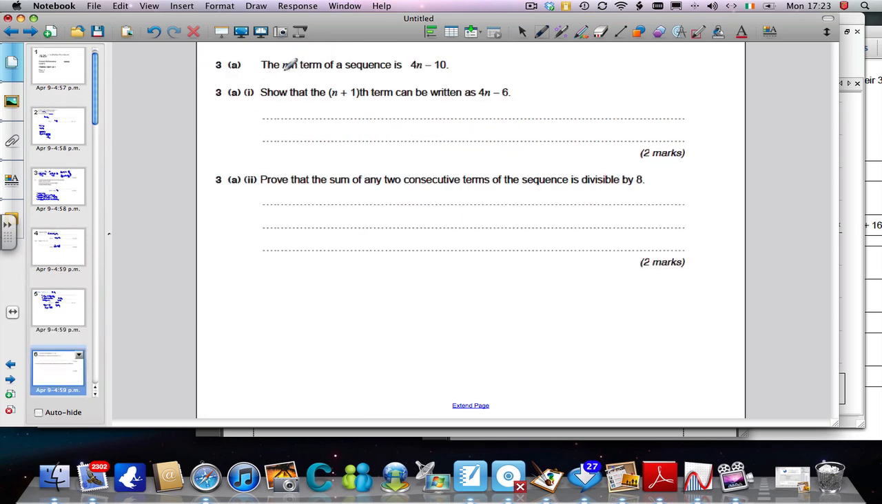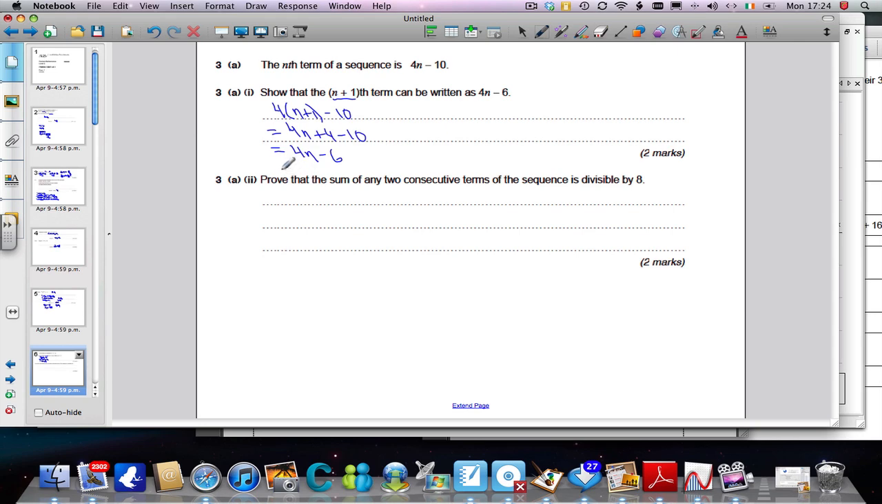Question 3. So we're told the nth term of a sequence is 4n minus 10, and we're asked, first of all, to show that the n plus 1th term can be written as 4n minus 6. Well, all I've got to do is replace the n with n plus 1. So we get 4 times n plus 1 minus 10, which equals 4n plus 4 minus 10, and tidying up, we get 4n minus 6, which is exactly what we were asked for.